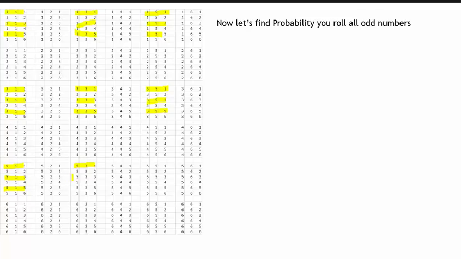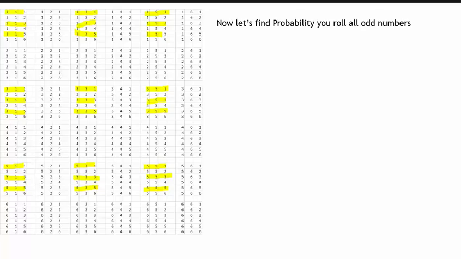Have you stopped the video yet? Hopefully not. I'll just be real quick here. 5, 3, 3; 5, 3, 5; and then 5, 5, 1; 5, 5, 3; 5, 5, 5. Ugh, I'm exhausted. Okay, so let's see. 3, 6, 9. There's 1, 2, 3, 4, 5, 6, 7, 8, 9 sets of 3. So it looks like there's 27 ways that you can roll all odd numbers.